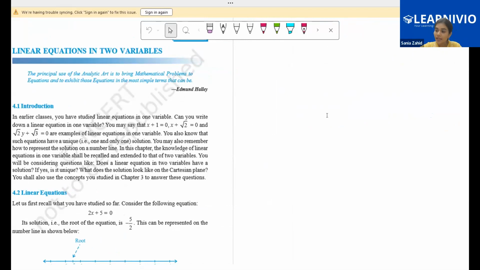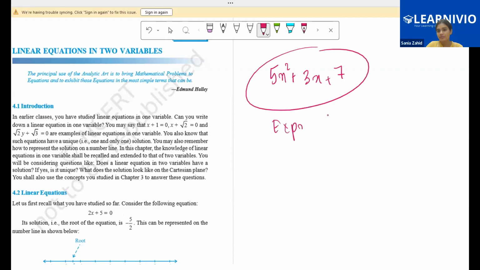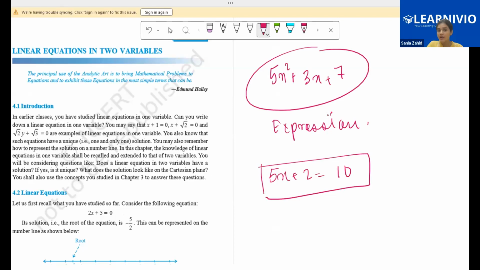So children, we know that an expression is, if I say 5x square plus 3x plus 7, this is an expression. But what if I say 5x plus 2 is equal to 10? What if I say this kind of statement? So this becomes an equation. Now why is this an equation and the previous one an expression? Because an expression does not have an equal to sign, while an equation has an equal to sign, a right hand side and a left hand side, right?